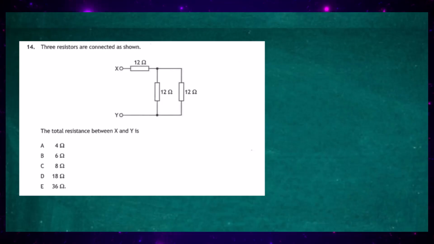Question 14. Three resistors are connected as shown, and we're asked to find the total resistance between X and Y. This is also a kind of difficult problem because we find it very difficult to see which part is the parallel combination. So we start here at X, and the electric current will flow through this resistor here, and when it gets to this point here, it's going to split up, going that way and going this way. So the two 12 ohm resistors are connected in parallel. That's the parallel part of the circuit which we have to find the combined resistance of.